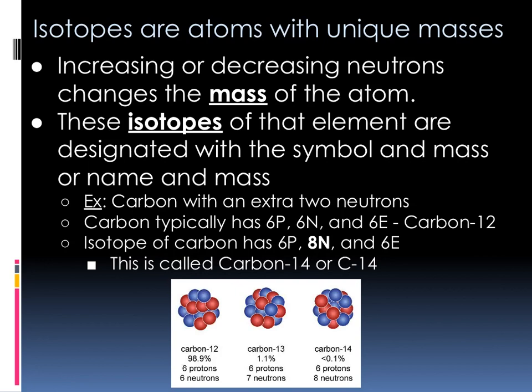So looking at the example down here, carbon with an extra 2 neutrons. Carbon typically has 6 protons, 6 neutrons, and 6 electrons. And we can represent that by calling it carbon-12 or C12. Okay, that is normal, traditional, most common carbon with a mass number of 12, 6 protons and 6 neutrons. Let's say we had an isotope of carbon with 8 neutrons. That means that if I add my 6 protons and 8 neutrons, I get carbon-14 or C14, okay?